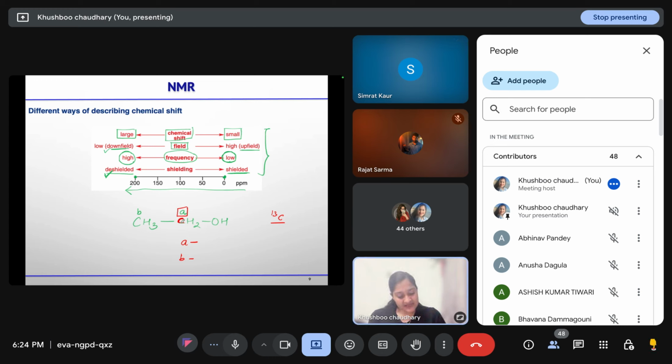As this carbon is attached to the heteroatom, the electron density will be pulled by the oxygen atom. So this is de-shielded. That means it is downfield. So A is downfield, and B is upfield.